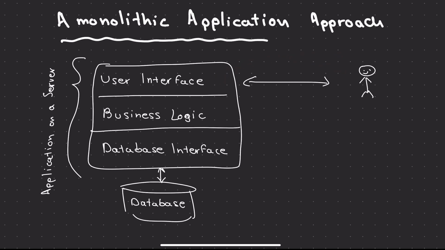And usually we can see this kind of application, meaning monolithic, being deployed on a single server. You have this piece of code running on a single server, and if you want to scale this application, you have to run another instance of this application.